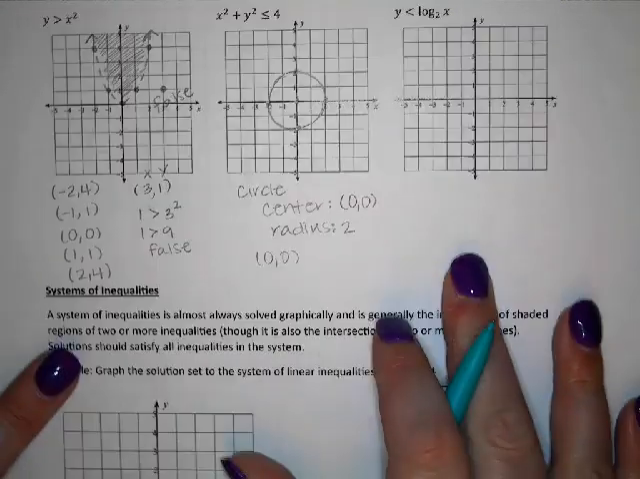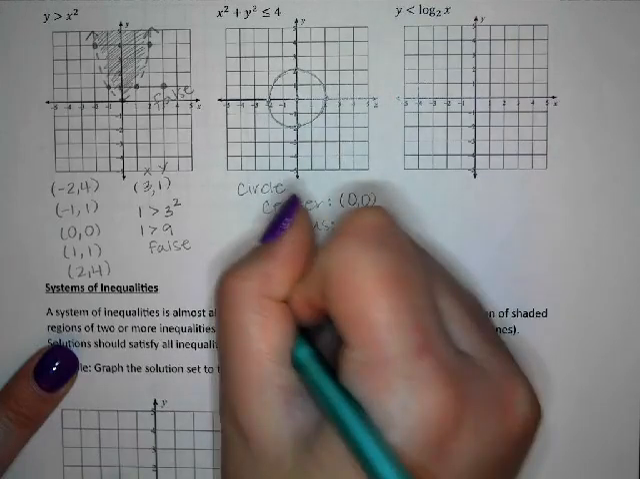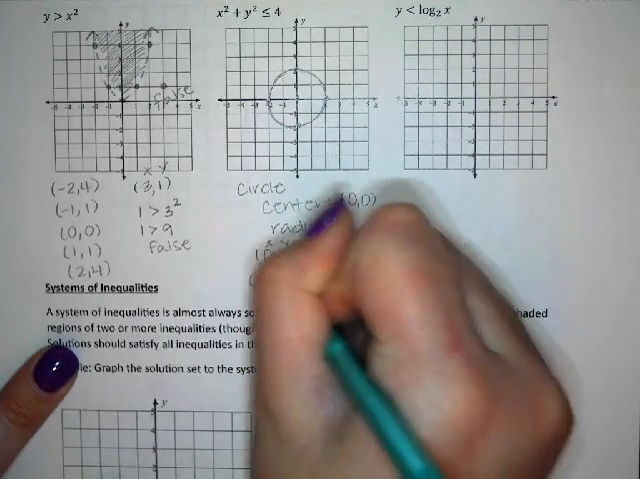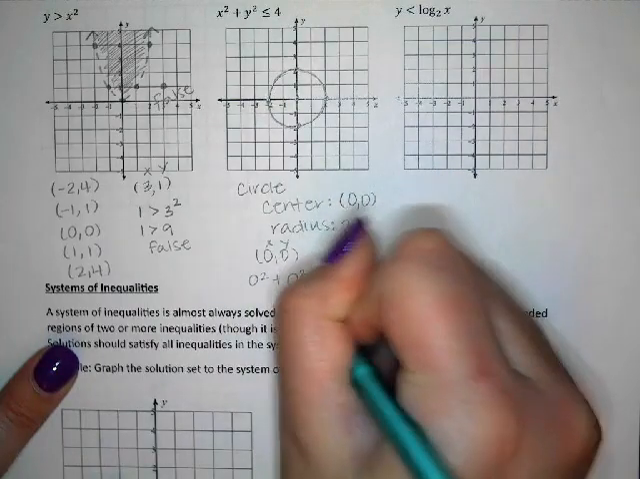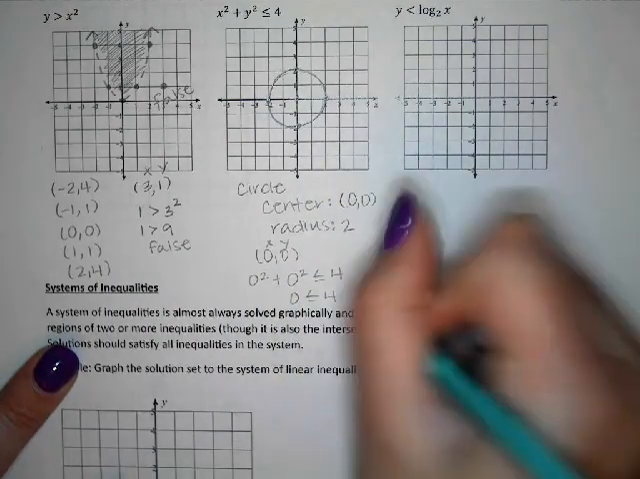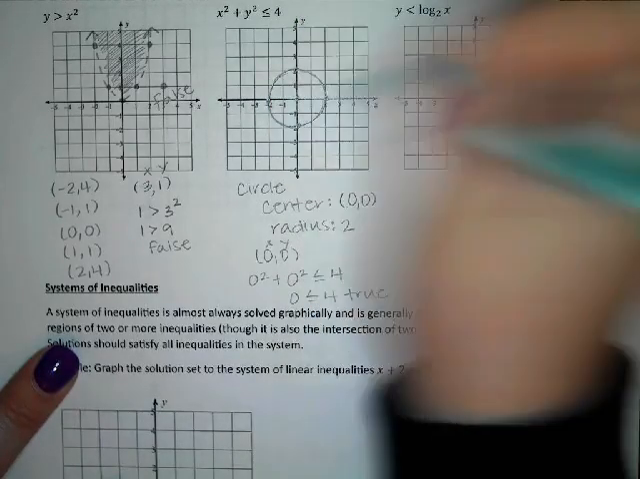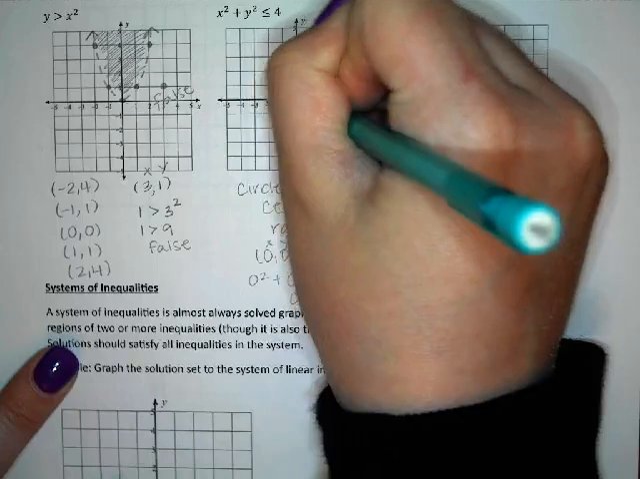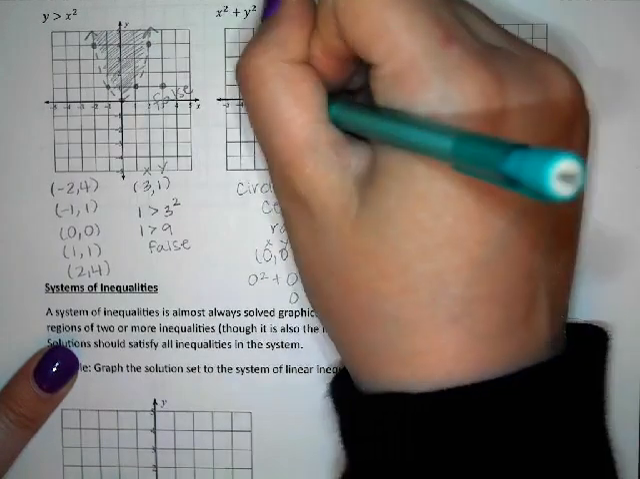So x coordinate, y coordinate, 0 squared plus 0 squared is less than or equal to 4. 0 is less than or equal to 4. And that is a true statement. And so the point 0, 0 is true, which means that everything outside the circle is false. And so we're going to shade inside the circle.